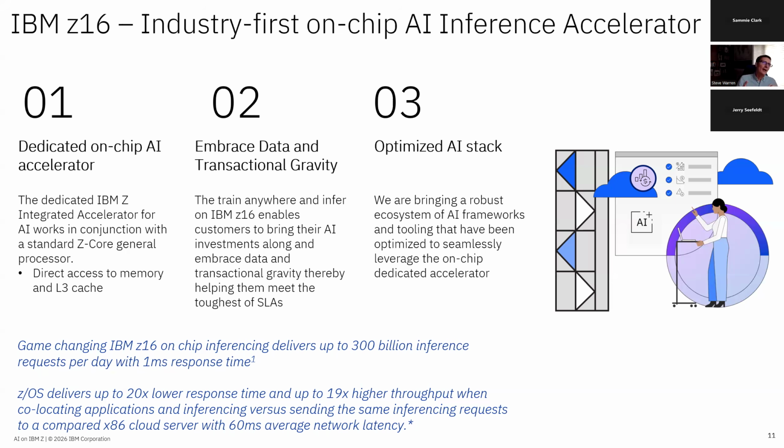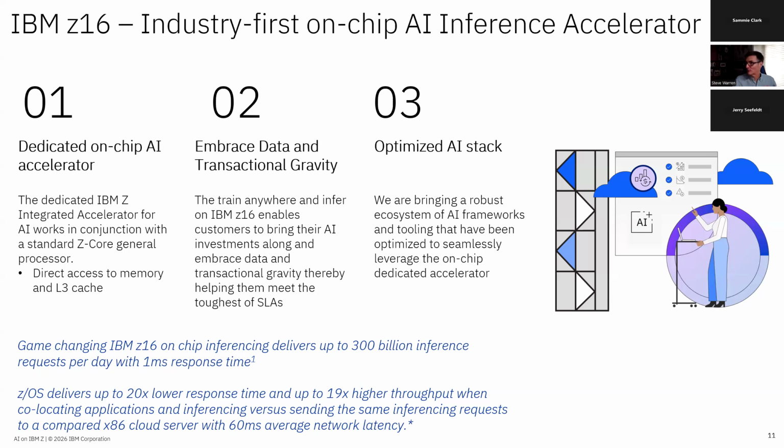Because it's on the same piece of silicon, I'm able to take advantage of speed of light considerations, since it's only about a couple millimeters between your core and your on-chip accelerator. This on-chip accelerator is designed and optimized for inferencing. What does that mean? An inference is simply the model making a decision. It's giving you a score.